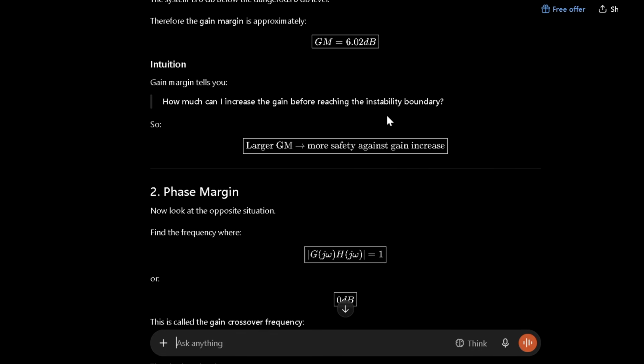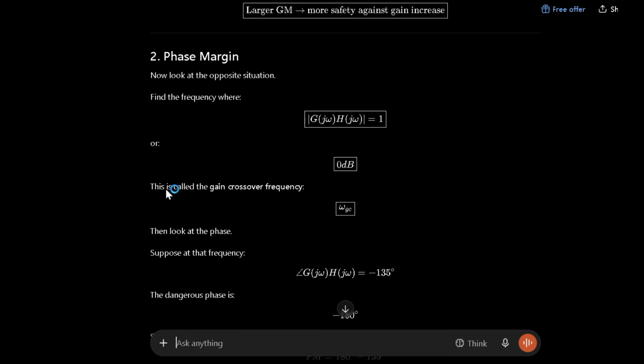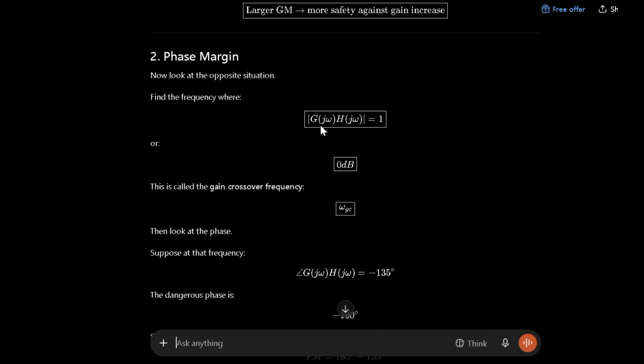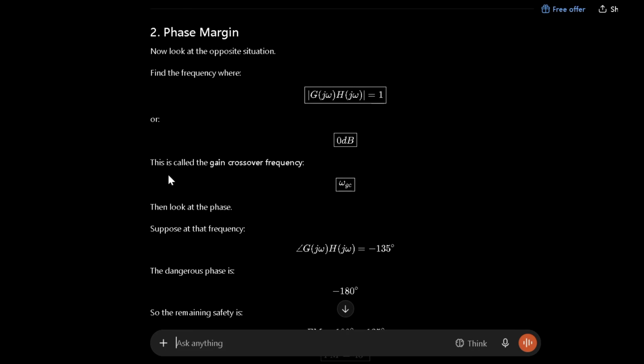Phase margin. Now look at the opposite situation. Find the frequency where the magnitude of G(jω)H(jω) equals 1, or 0 dB. Here ω means frequency, and j represents phase. This is called the gain crossover frequency, ω_GC.